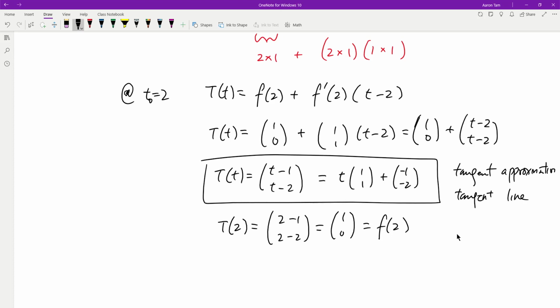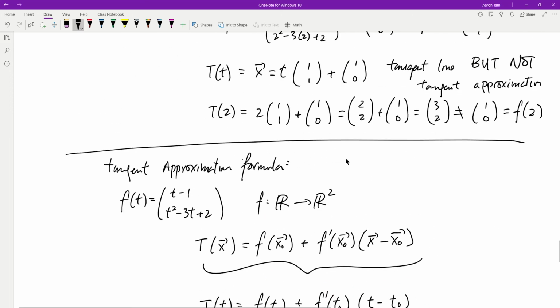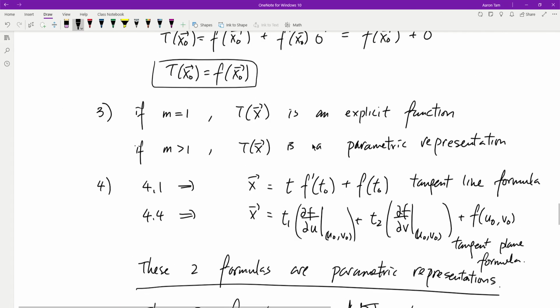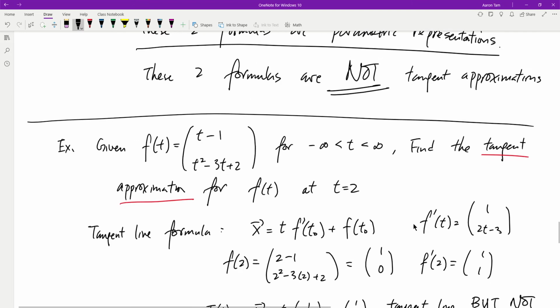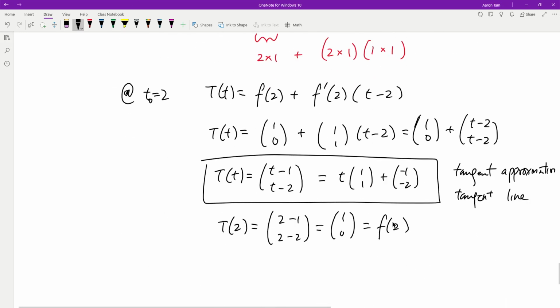Meaning this formula provides us with both a tangent approximation as well as a tangent line, which is why it's superior to these two formulas that you learned in 4.1 and 4.2, which only provide a tangent line or tangent plane, but not a tangent approximation. But any tangent approximation that you find will also serve as a tangent line or tangent plane or tangent hyperplane or tangent n-plane, whatever it is.